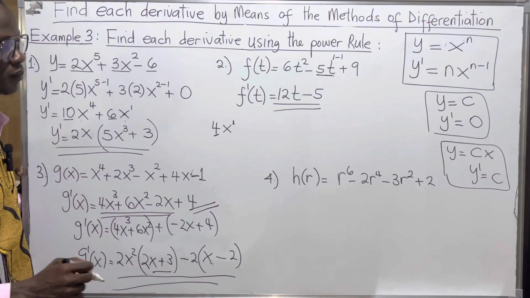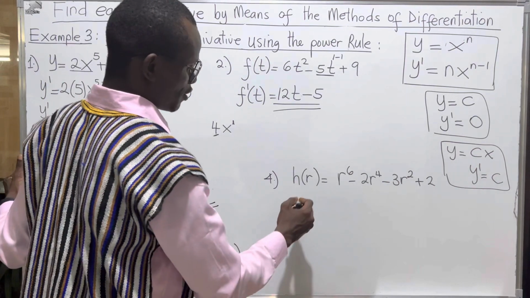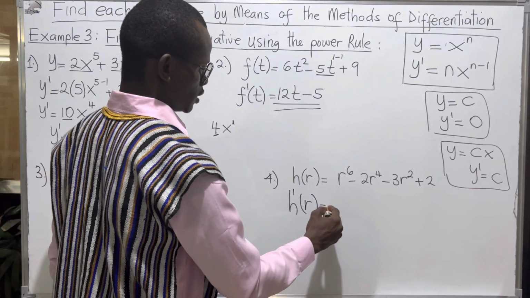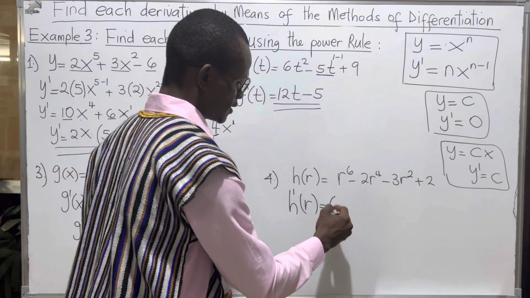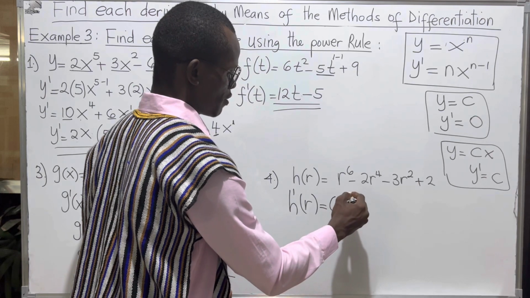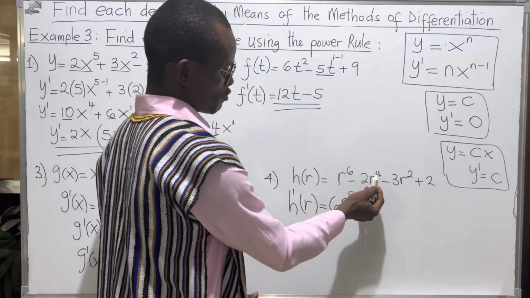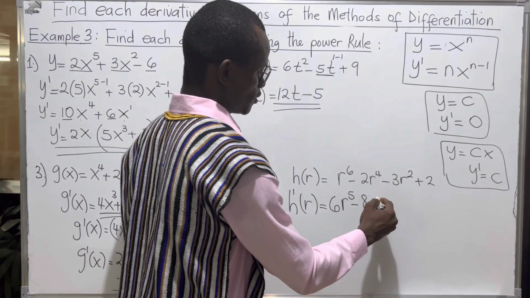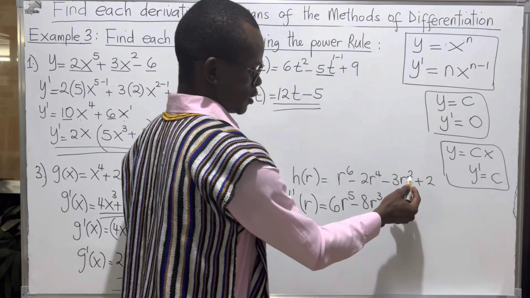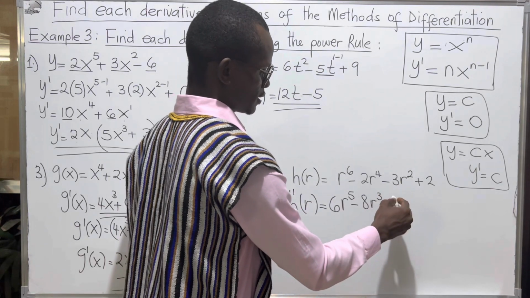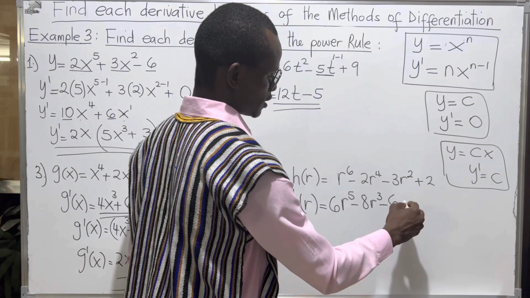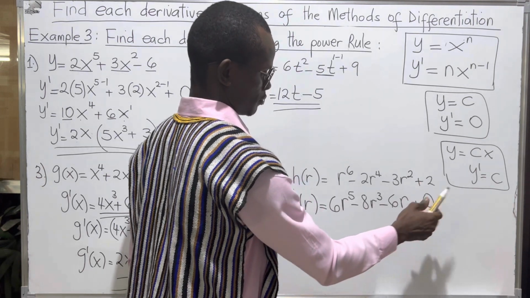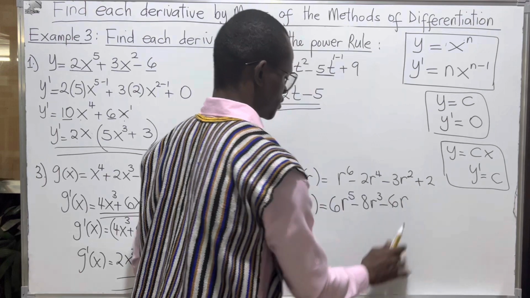This is our answer. Now let's do the last problem, h of arrow. So we say h prime of arrow is just equal to, we bring this power down, 6 arrow raised to the 5th power. Now we multiply, 4 times 2 is 8. We subtract 1 from this, 4 is 3. Minus, again, 2 times 3 is 6. We subtract 1 from this, gives us arrow, plus the derivative of a constant, it goes to 0. So we just cancel that expression.